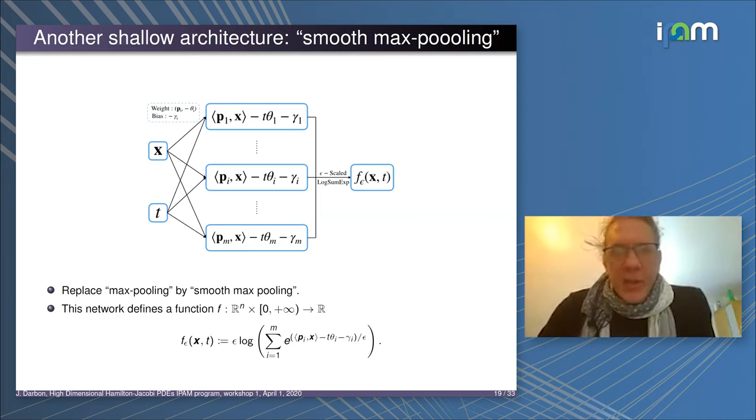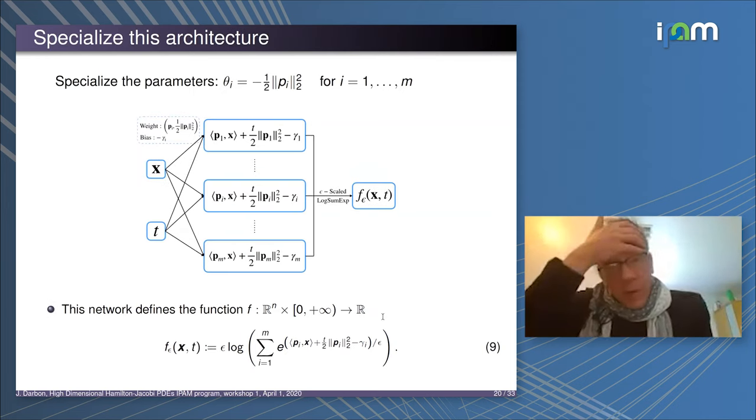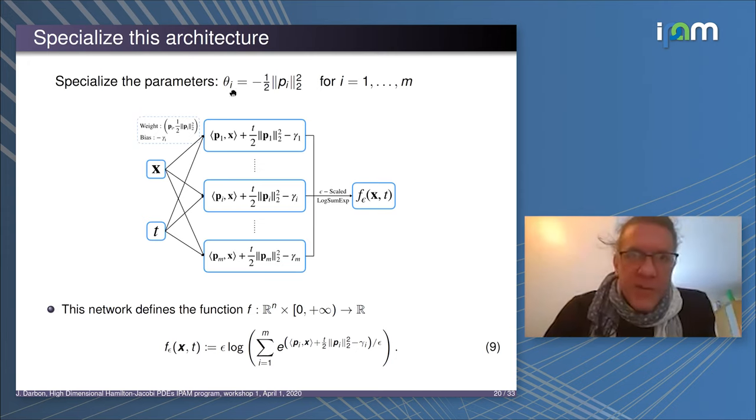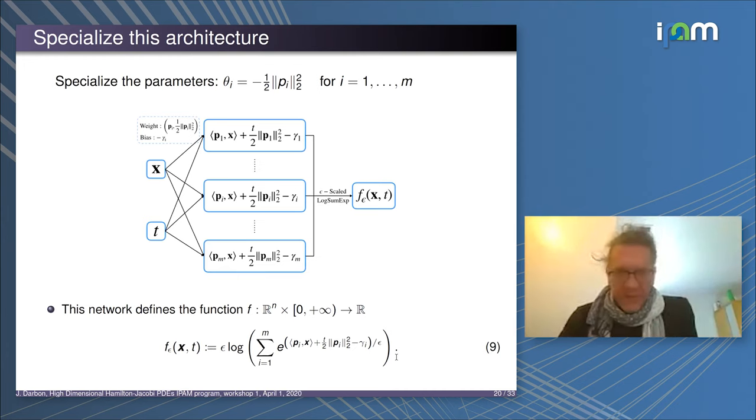Here I consider again another variation of the same architecture where the maximum is replaced by a smooth maximum. So instead of the max, we consider a soft version of the max that can be written like this. It's the approximation of the maximum using epsilon times the logarithm of the sum of the exponentials of your elements over epsilon. So we can further specialize the architecture where we force the parameters to be minus 1/2 of the PI. So now I enforce the neuron to compute the scalar product of the input X with the PI, and then the theta I needs to be of the form minus 1/2 the PI L2 squared. And then I have the bias. So when I do this, this neural network defines the following function.